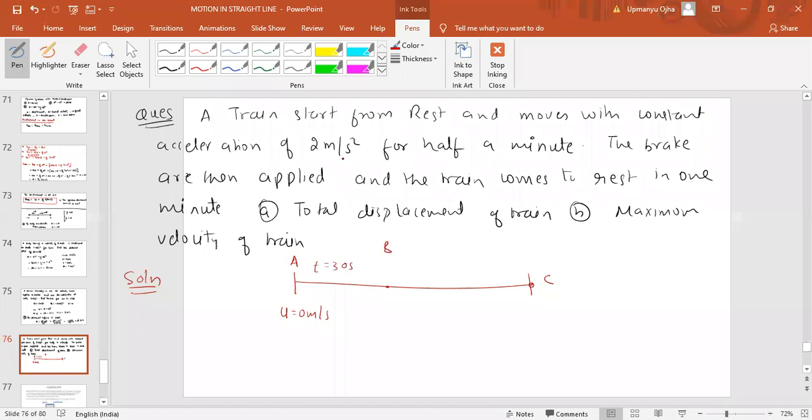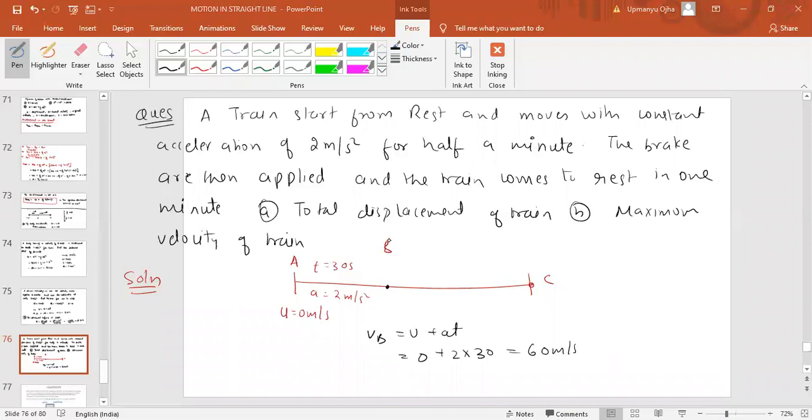For 30 seconds, it was accelerating at a rate of how much? 2 meter per second square. Okay, fine. See, from A to B it is accelerating. Can we find the velocity at B? We can easily find velocity at B because velocity at B will be equal to initial velocity u plus at. So u is 0, acceleration is 2, time is 30 seconds, means 60 meter per second. Is this correct or not? So velocity at B will be 60 meter per second.